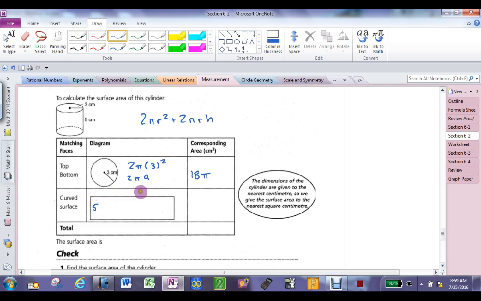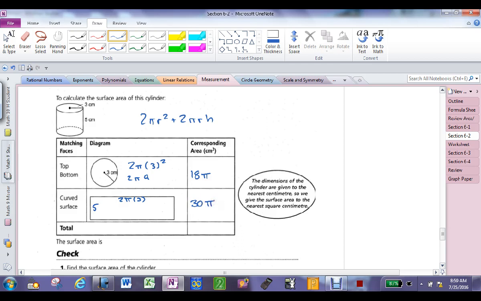And what's up here? 2 pi r, yes? So 2 times pi times what's my r? 3. What's 3 times 2? 6. And what's 6 times 5? 30. So this would be 30 pi, wouldn't it?